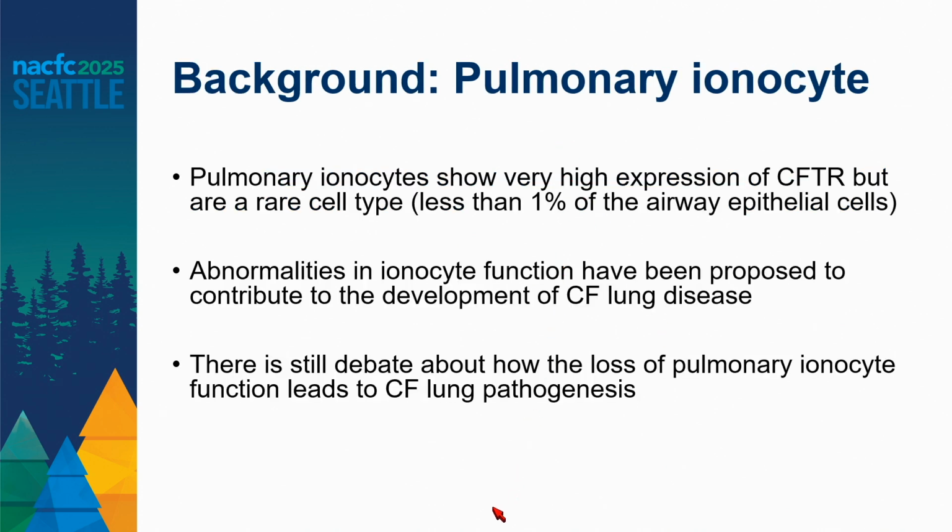So since the discovery of the ionocyte, it has become one of the hottest topics in the field, since the ionocyte expresses a very high level of CFTR messenger RNA. However, it's a really rare cell type, only about 1% of cells in the airway epithelium. It has been proposed that abnormal function of ionocytes contributes to the development of CF lung disease. However, there's still debate about how the loss of ionocyte function leads to CF lung pathogenesis.